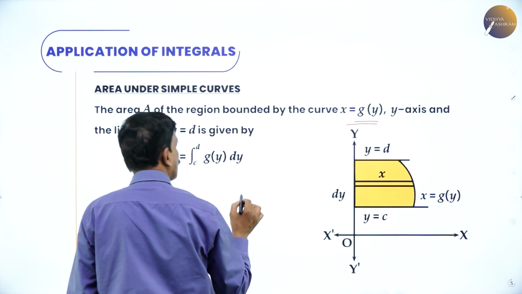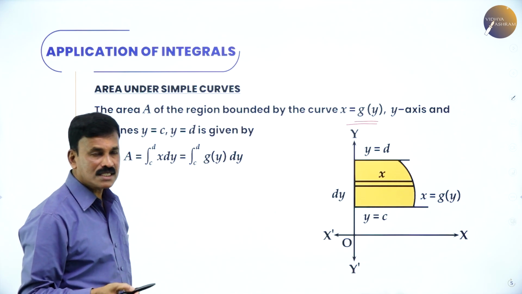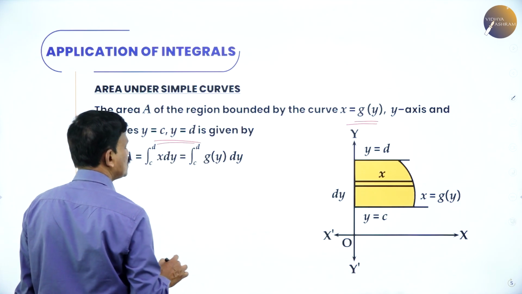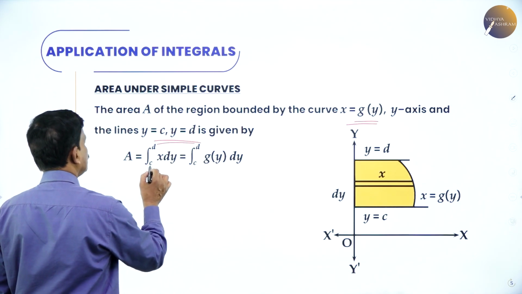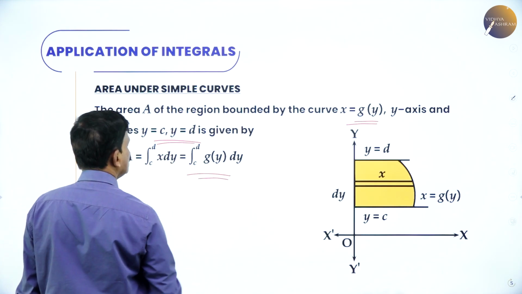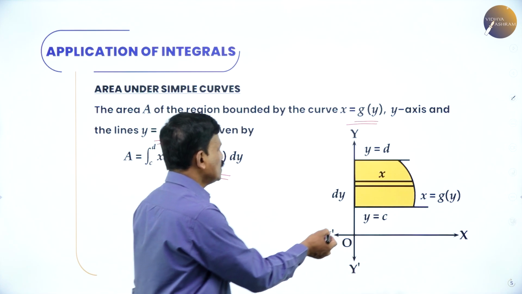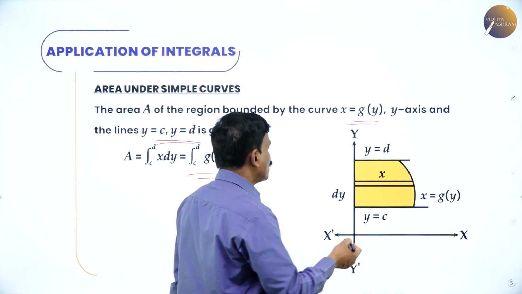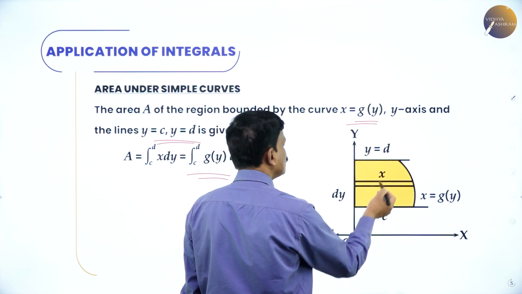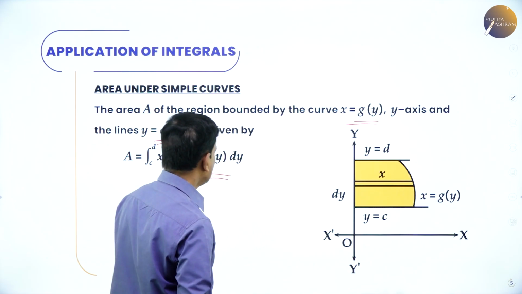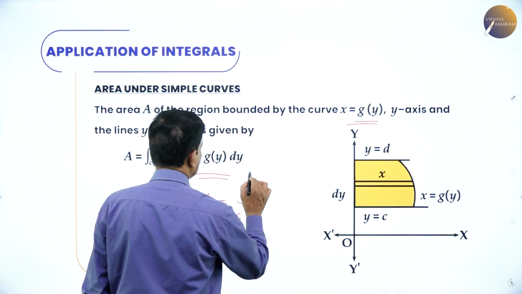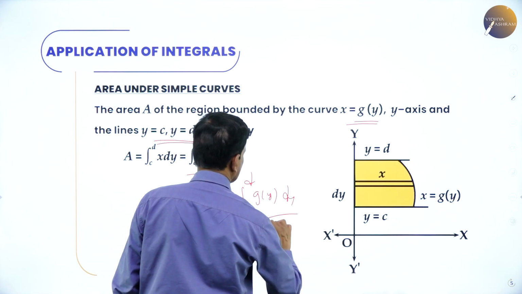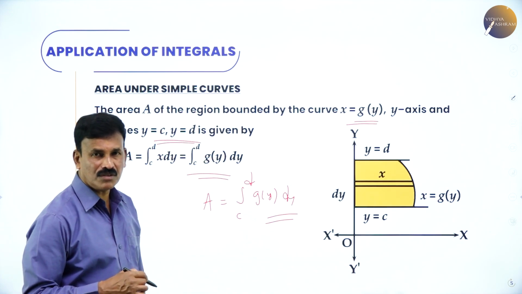Now similarly, suppose the area of the region bounded by the curve x is equal to g of y on the y axis and the lines y is equal to c and y is equal to d is given by area is equal to integral c to d x dy, that is nothing but integral c to d g of y dy. See, if the curve is on the y axis, the area bounded by the curve on the y axis and the points y is equal to c to d is given by, this is the area of the shaded region. So that is given by integral c to d g of y dy. That's it. This will give the area of the curve on the y axis.